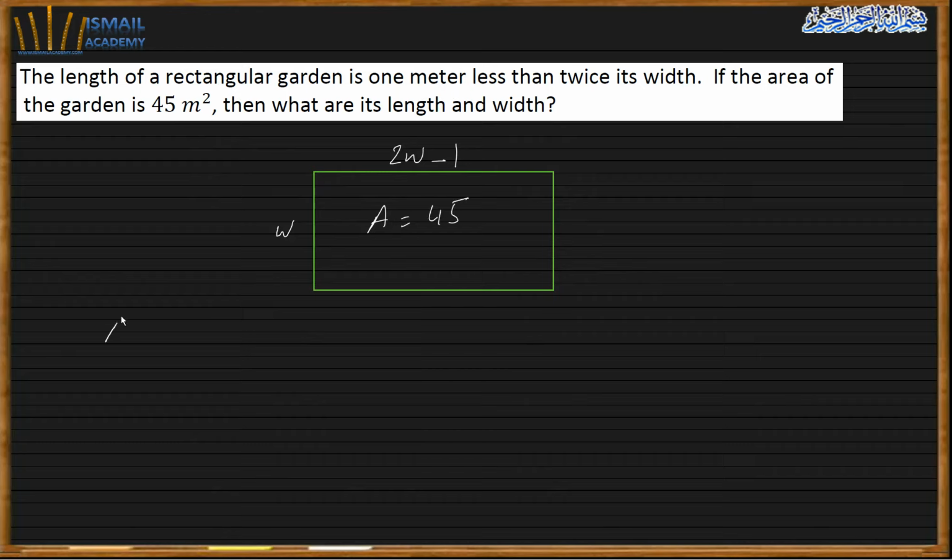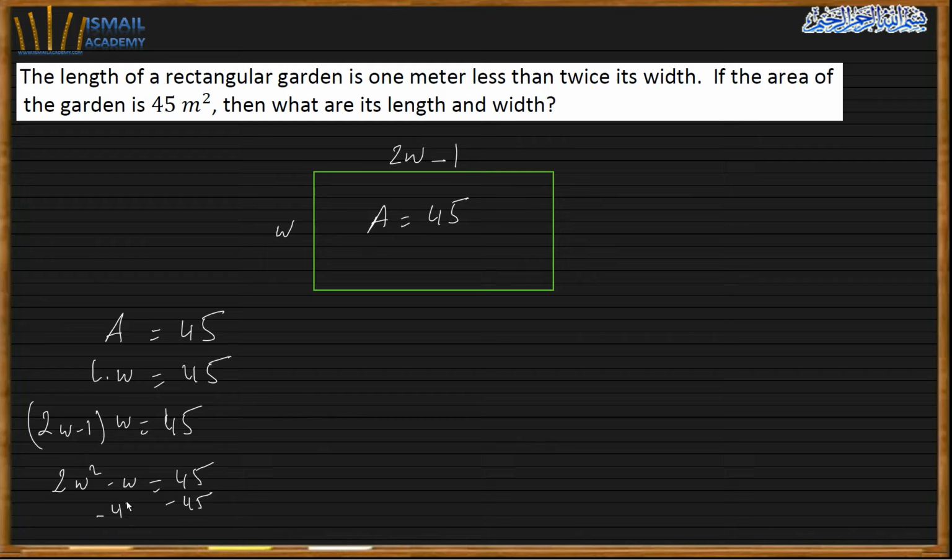So I start with the area is 45. Then I write down the formula of the area: length times width, which is 45. I already have the width, and the length is an expression, so I replace the length with the expression. Distribute the width, so it's going to be 2w squared minus w equals 45. Subtract 45 from both sides. So 2w squared minus w minus 45 equals 0.